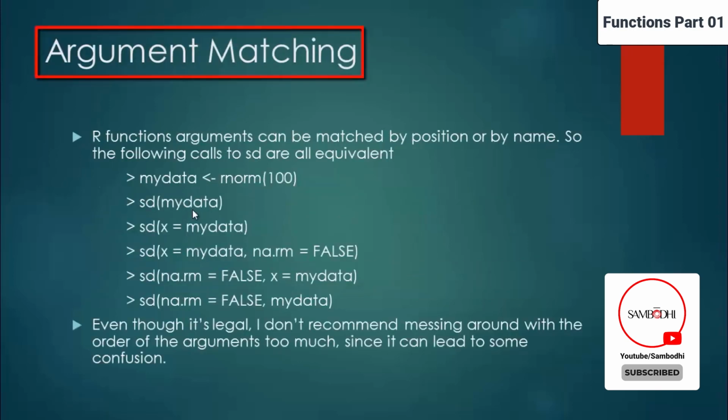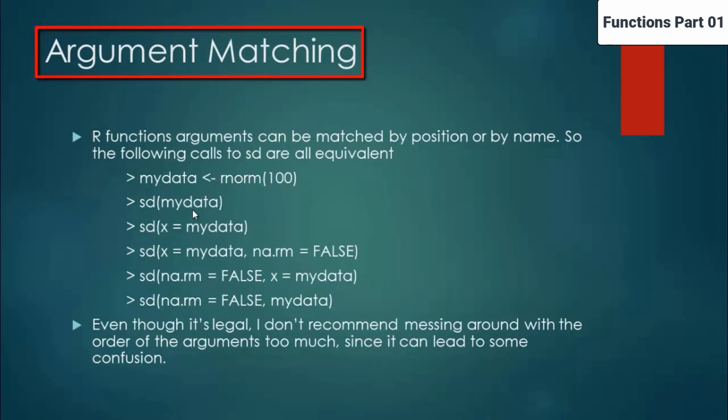Argument matching. Function arguments can be matched by position or by name. So the following calls to sd are all equivalent. Let's say there is a variable my data, which is rnorm of 100. So you have sd of my data, where my data is passed into the function sd as a vector.